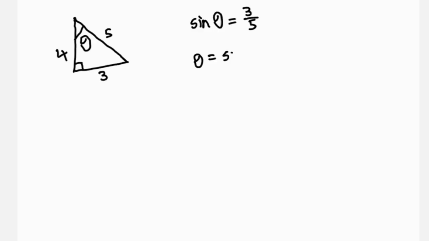Let's take a look at the example. We have a right-angled triangle here of lengths 3, 4, and 5. Let's label this angle theta. We know that the sine of theta is the opposite over the hypotenuse, which is 3 over 5. So we can find theta with the inverse sine of 3 over 5. This is approximately equal to 36.9 degrees.